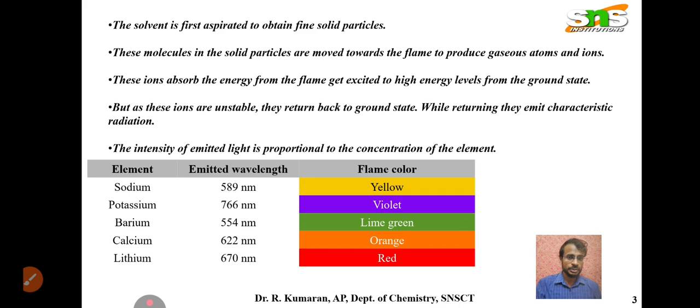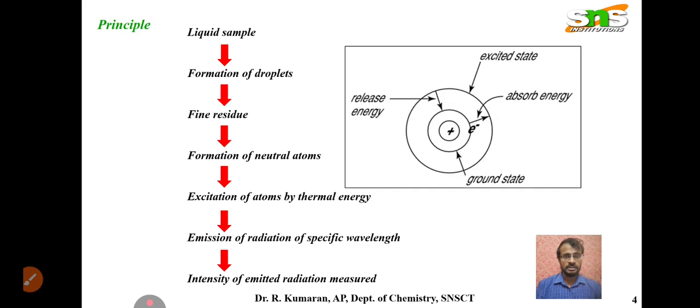That's why this slide shows sodium around 589 nanometer, yellow color; potassium 766 nanometer, violet; barium around 554 nanometer, lime green; calcium 622 nanometer, orange; lithium 670 nanometer, red. So this is the principle of the flame photometer.